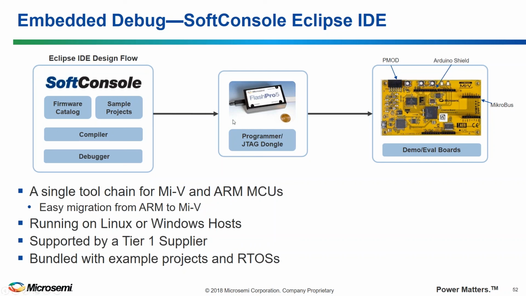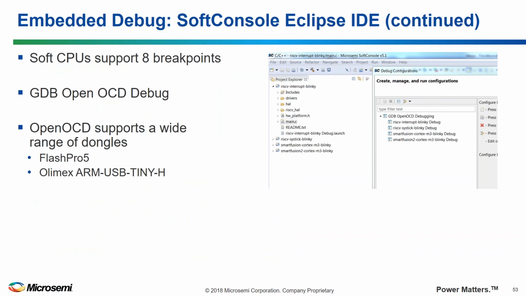So you can develop your code, download to the board using the same programmer that you use to program the device initially. So you don't need any extra hardware to access and debug your design running in a PolarFire device. Okay. So we can do our standard debugging. We support the breakpoints. You can look at memory locations and so on. And it works with the FlashPro5. It also works with a couple of other dongles as well, like this Olimex ARM-USB-TINY-H dongle.